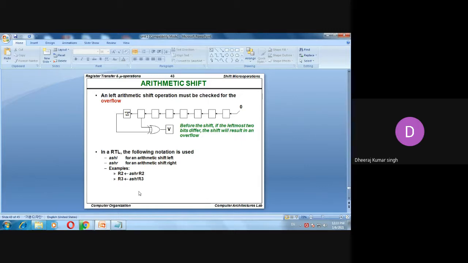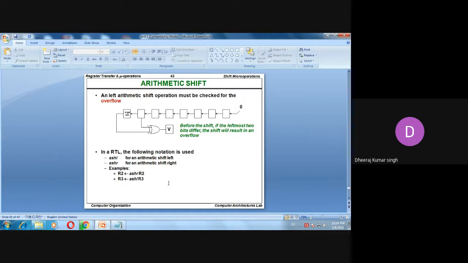Whenever we talk about the left arithmetic shift operation, as we already told you, when we shift data to the left, it means we are multiplying the number by 2. So it is possible that by multiplying a number by 2 again and again, the memory will overflow. So whenever we perform left shift operations, we have to check the memory for overflow. Before the shift, if the leftmost two bits differ, the shift will result in an overflow. And in RTL, the following notation is used.